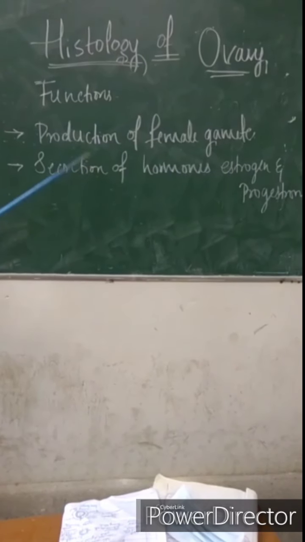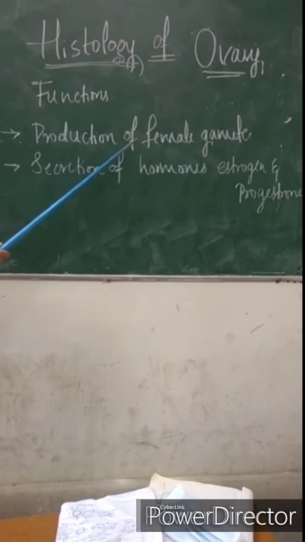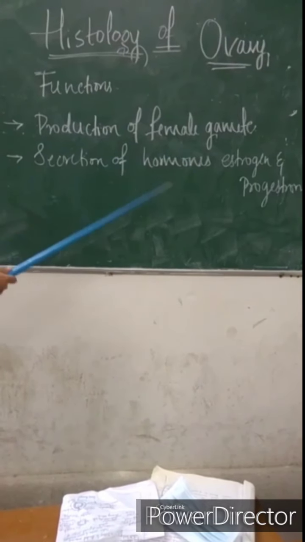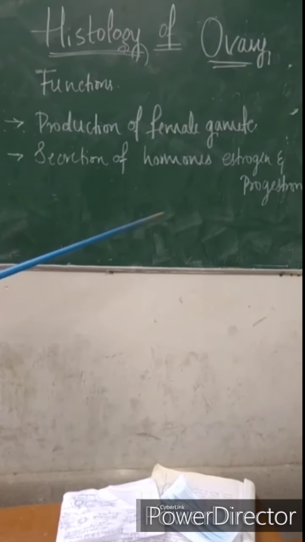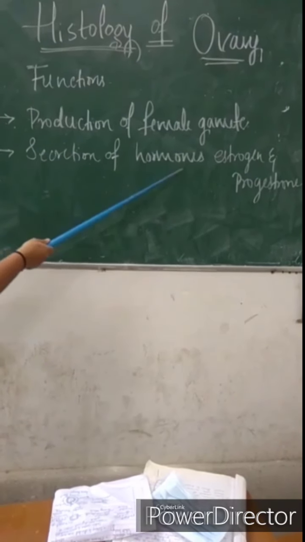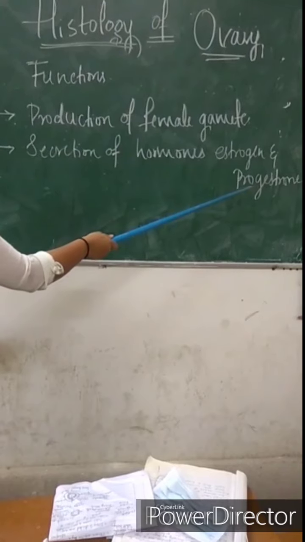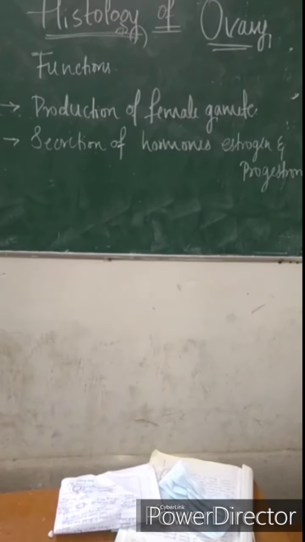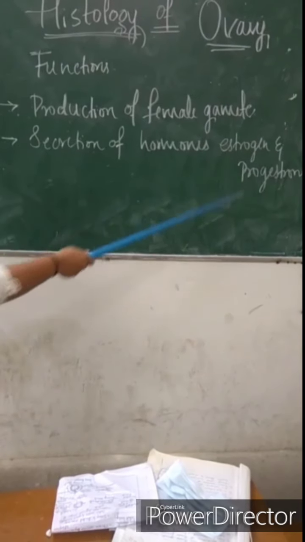Functions of ovary. The main function of the ovary is the production of the female gamete. It helps in the production of ova or the eggs. And it helps in the secretion of hormones called estrogen and progesterone, which help in pregnancy, and estrogen is the female sex hormone.